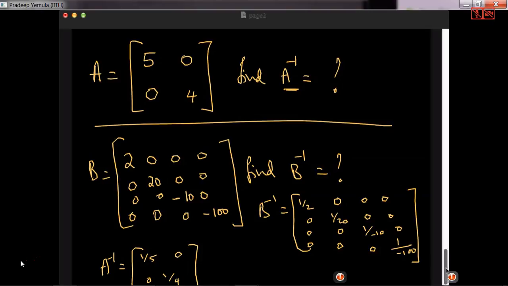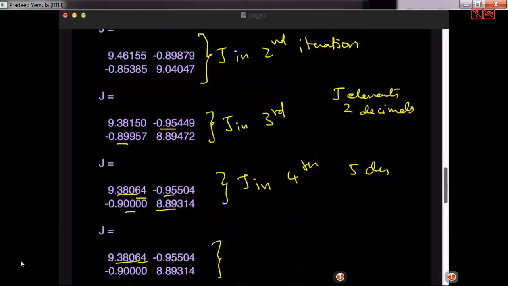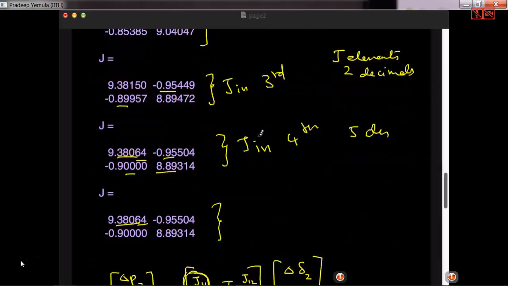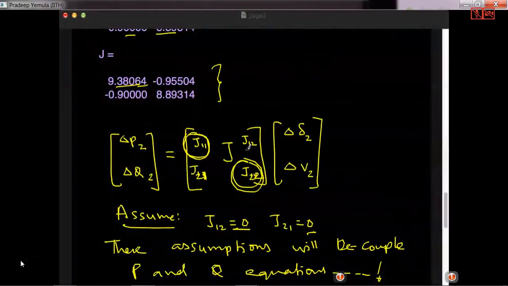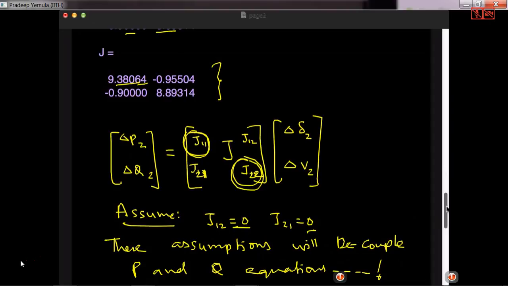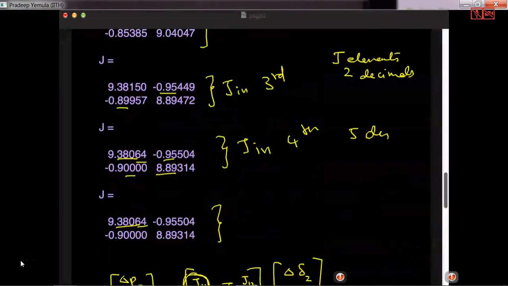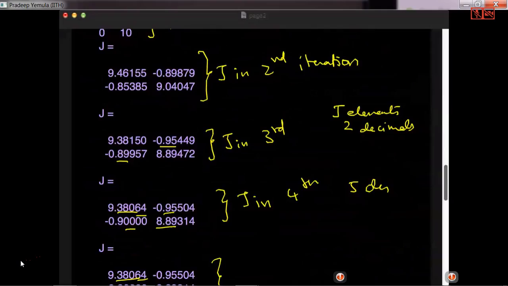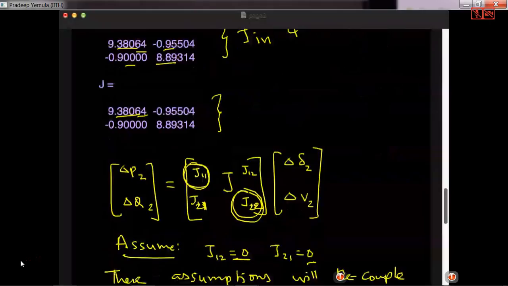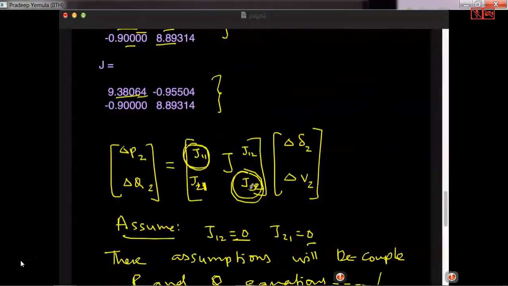Now if you go up, what you notice here is that by making this assumption that these elements, J12 and J21, are 0, I can decouple the equations and I can easily find the inverse also, and then I can solve the problem very fast. So from this assumption, can you once again quickly solve the above problem? This is our assumption, everything else is the same. Using this assumption, can we solve the problem faster? Is what is our doubt.